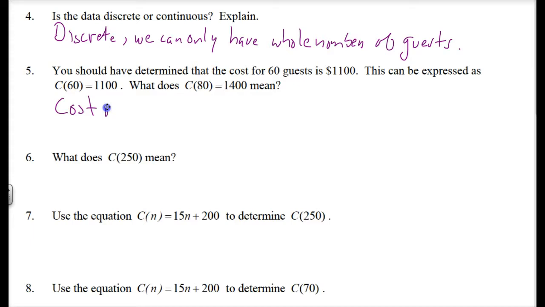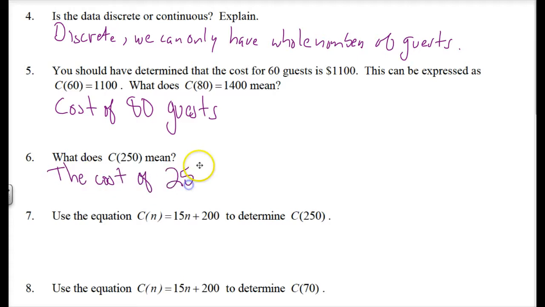So cost of 80 guests. It's a shorthand notation, right? Because we could say, what is the cost for 60 guests? Or we can say C of 60. What is the cost for 80 guests? Or we could say C of 80. What does C of 250 mean? The cost of 250 guests.